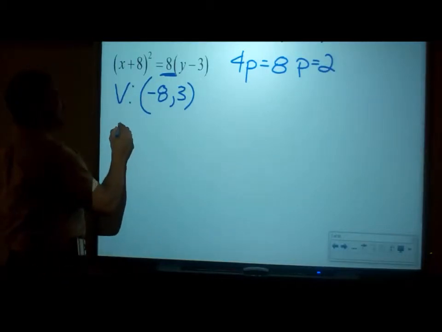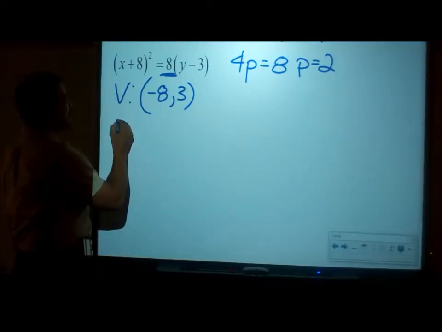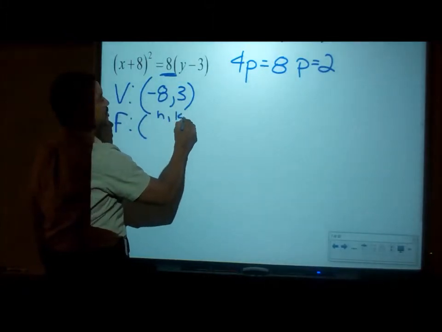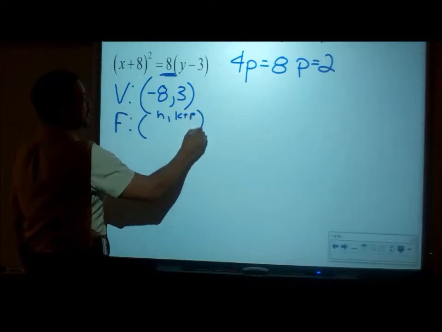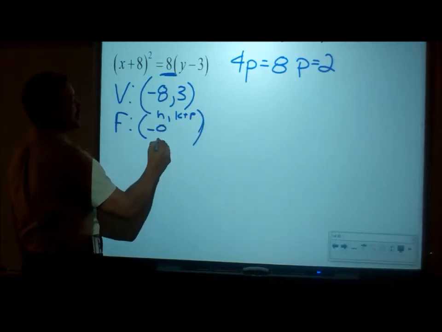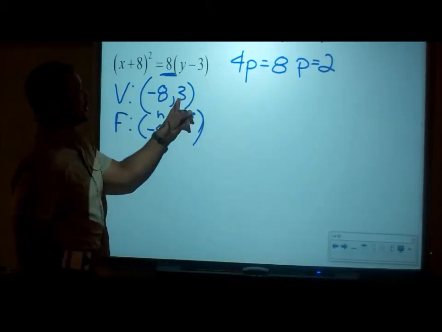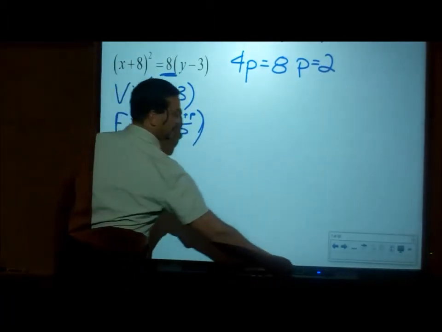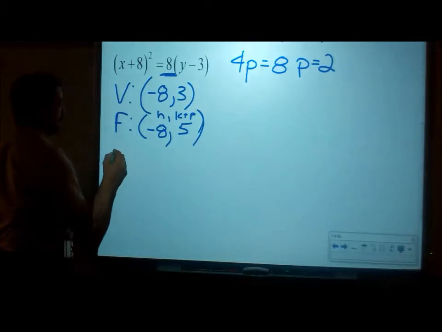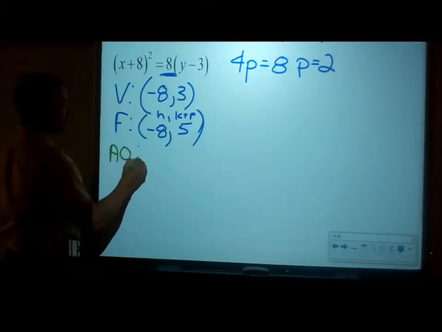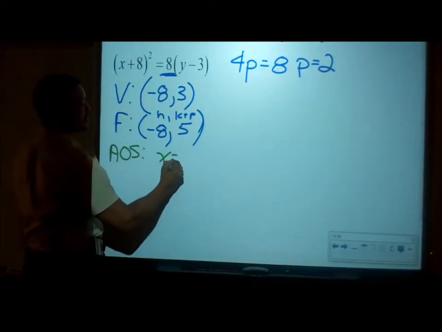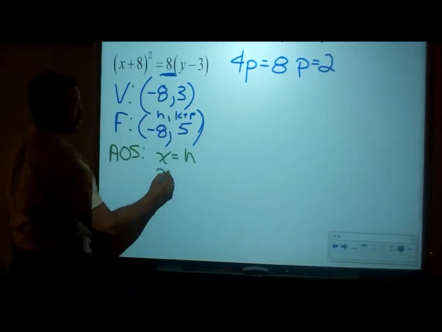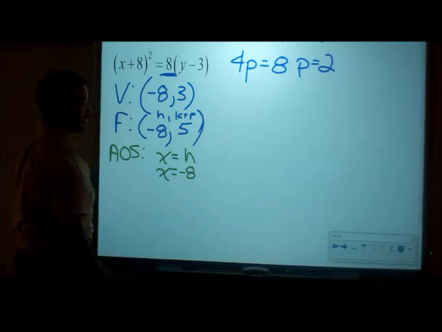So using that, once again, my focus is h and k plus p. So that means I've got -8, 3, plus my 2, k plus p, gives me 5. My axis of symmetry is x equals h. H here, of course, is -8, so this would just be x is equal to -8.